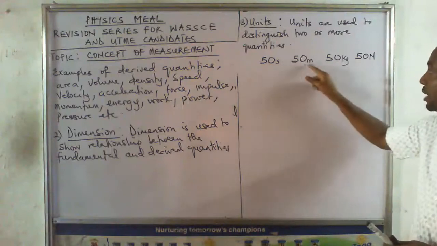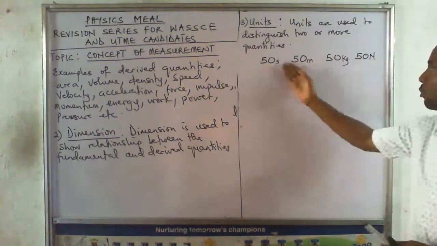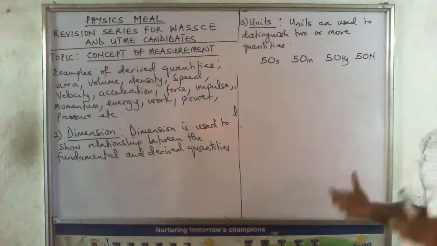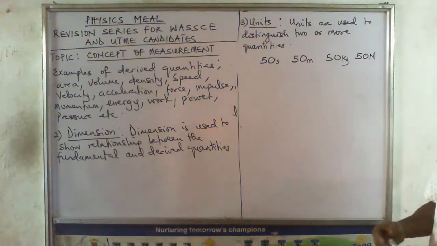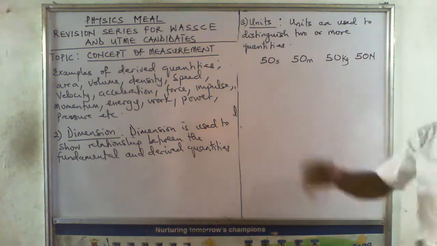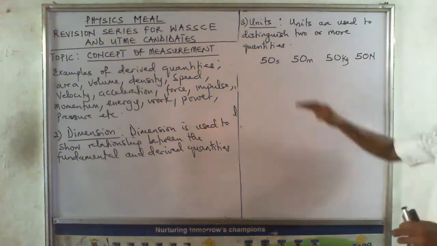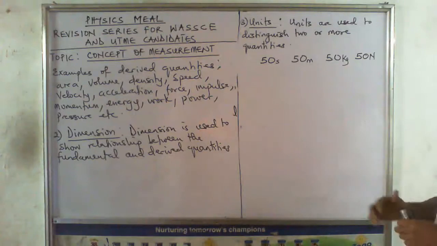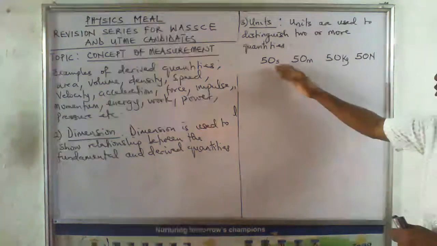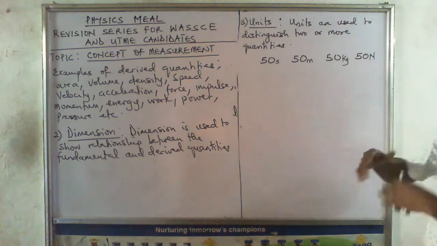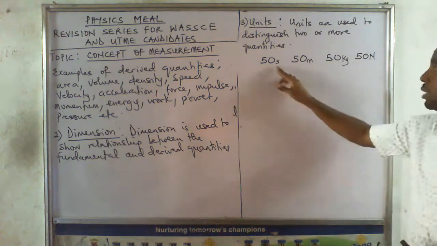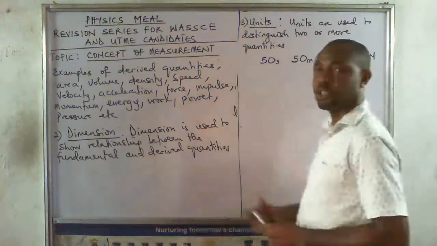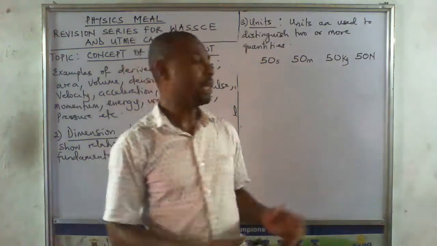So that particular symbol that will be inserted to a numerical quantity in order to show the difference between that numerical quantity and another numerical quantity, that particular symbol is what we call what? Units. So we use units to distinguish two or more quantities. By looking at this, before we just wrote 50, 50, 50, we don't know the difference between them. But by looking at this now, the units have actually shown us what each 50 stands for.